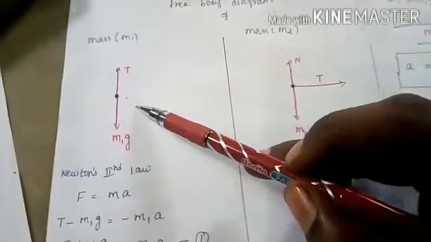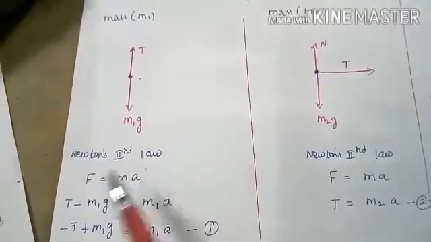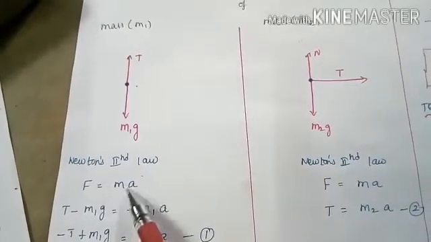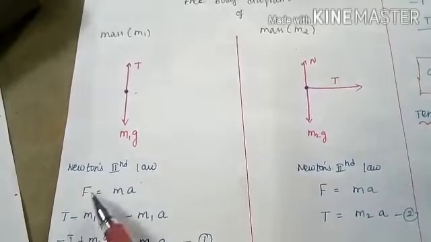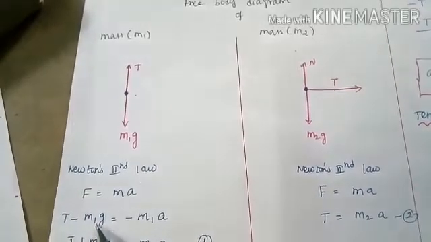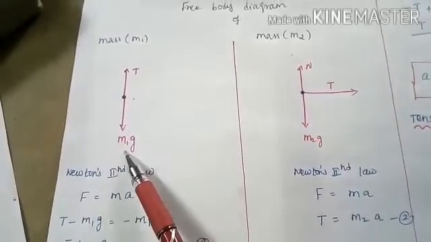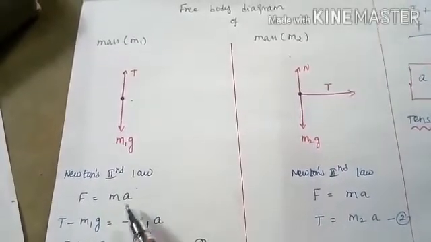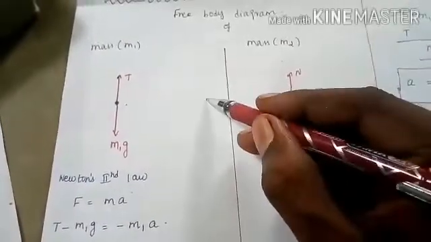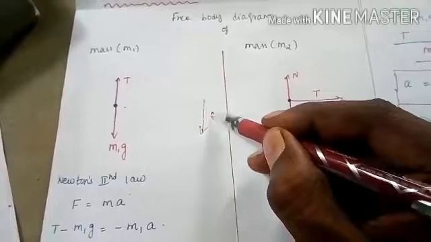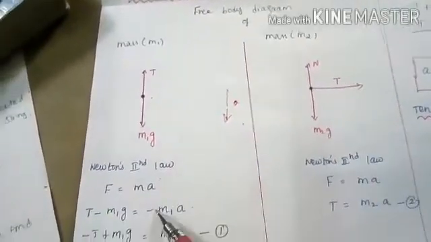Here the total force can be calculated by using Newton's second law. Newton's second law is F equal to m into A. Here F is nothing but the total force, isn't it? So the total force is T minus m1 into g, equal to m1 into acceleration. Here M1 is moving downward, and the acceleration is also in the downward direction, so that's why I am putting minus.